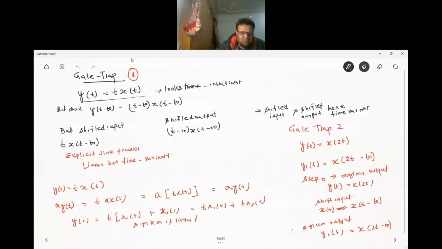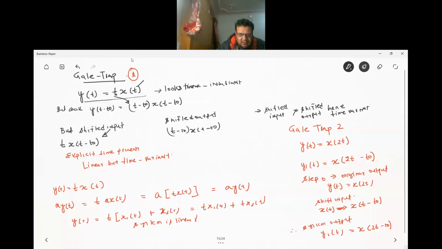Now, the trap can look like this. Take y of t equal to t x of t. If you shift the input, the output is y of t minus t naught, so here you have to shift the time. Shifted output is t minus t naught times x of t minus t naught. But what is the shifted input? If you shift the input, you are shifting this function; t is just a variable. So the response to the shifted input is t x of t minus t naught, and the shifted output is t minus t naught times x of t minus t naught.